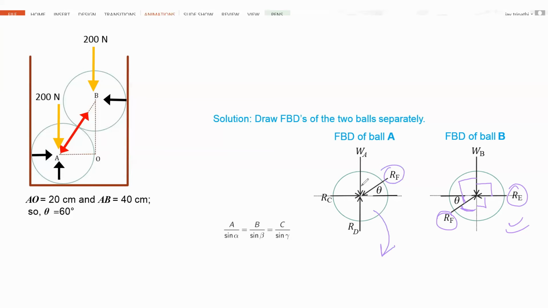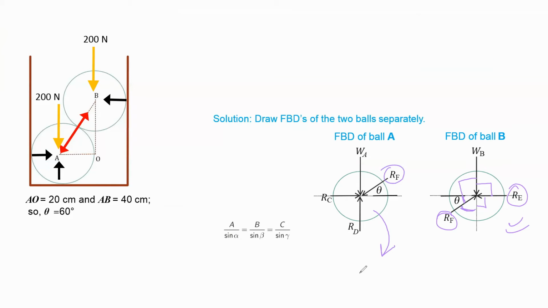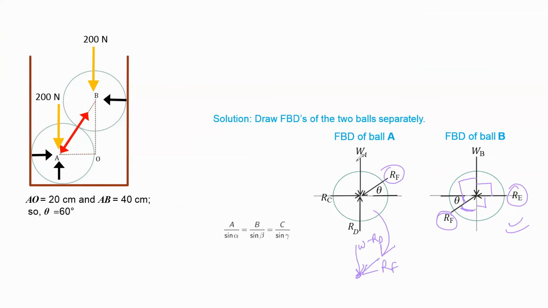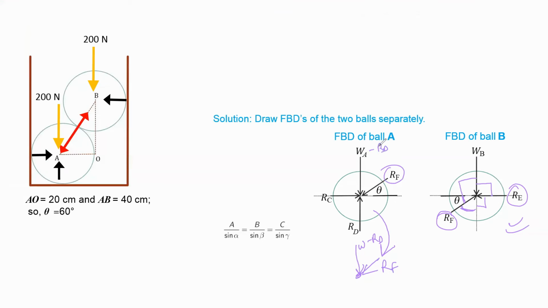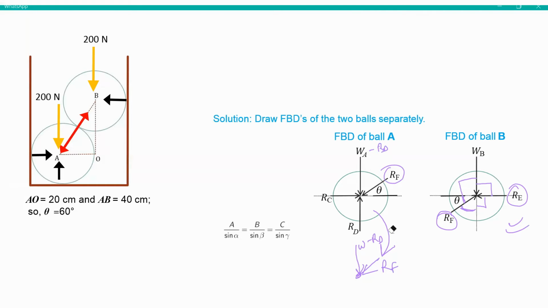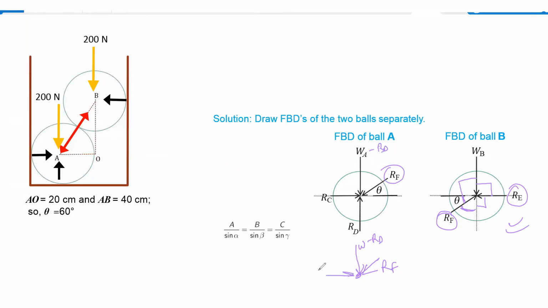Why am I reducing this FBD into a 3-force system? Because Lami's theorem is applicable only to a 3-force system. So you can simplify it in this manner. This is RF, and here you will get W minus RD. This RD and W are acting in a straight line, so you can replace them by subtracting: W minus RD. Then another force is RC, which is acting horizontally.